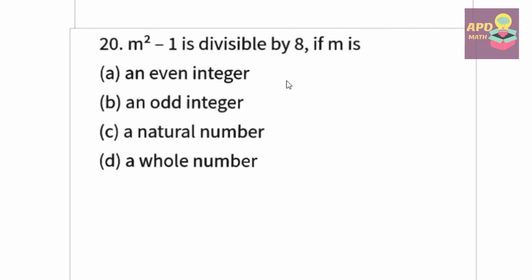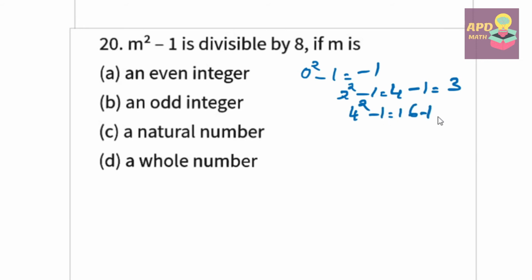For even integers, first you can give an even number, that is 0. 0 square minus 1 is equal to minus 1. Then 2 square minus 1 is equal to 4 minus 1, which is 3. Not divisible by 8. Next even integer is 4. 4 square minus 1 is 16 minus 1, which is 15. Not divisible by 8. So this is not the answer.